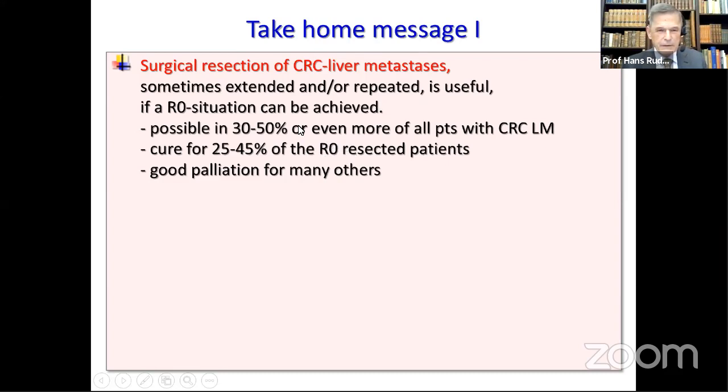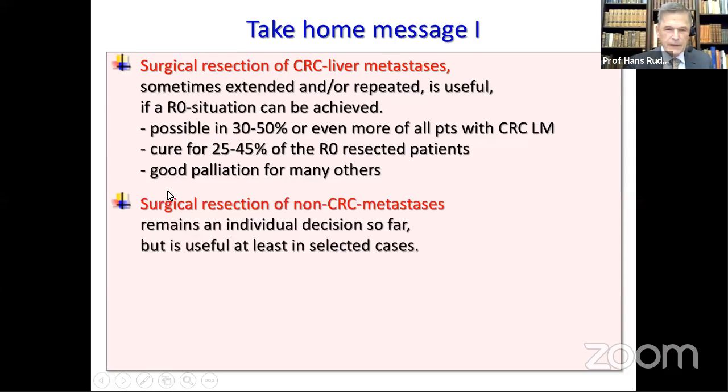It's possible in 30 to 50% of all patients with colorectal liver metastasis, and means a cure for at least, depending on selection, 25 to 45 or even 50% or more. For many others, it is a good, perhaps the best palliation they can get.